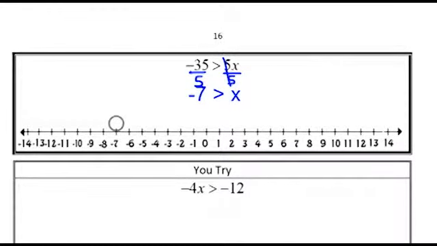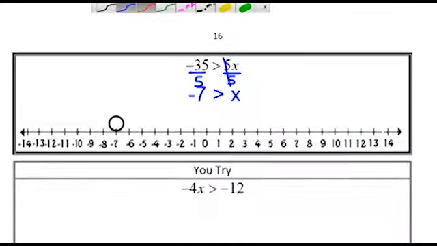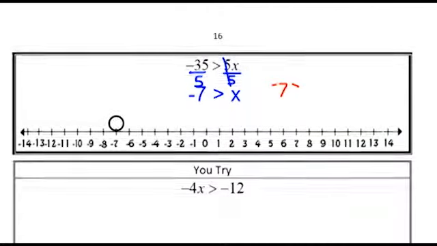I'm going to test a point. I'll test 0 because it's always the best way to go. Negative 7 is greater than 0. Is that true? No. Negatives are always less than 0. 0 always has to be bigger than negative 7. Or sorry, any negative I should say. So therefore, I can't point at 0 to the right. I have to point to the left, the opposite direction, if I get a false statement.